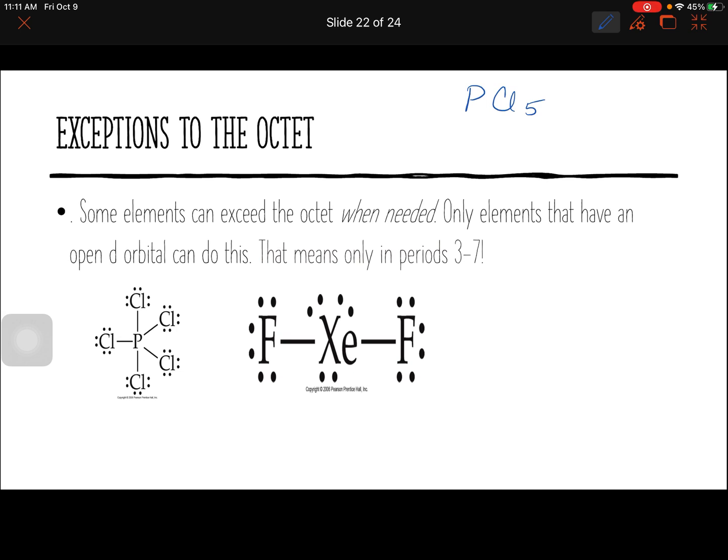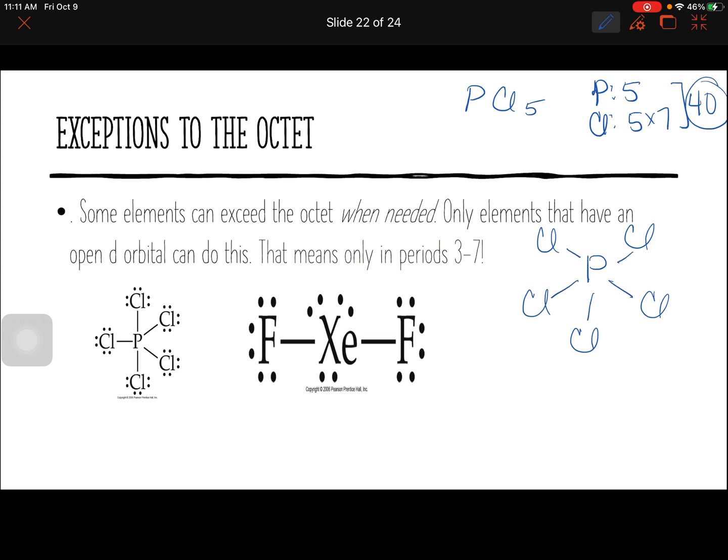Phosphorus is in group 15, so it has 5 valence electrons. And then each chlorine, 5 chlorines with 7 valence electrons apiece because they're halogens. So 5 plus 35 is 40 electrons shown in this picture. So my center atom is going to be the phosphorus. And then I'm going to put these 5 chlorines around the perimeter. And then I start my connecting.